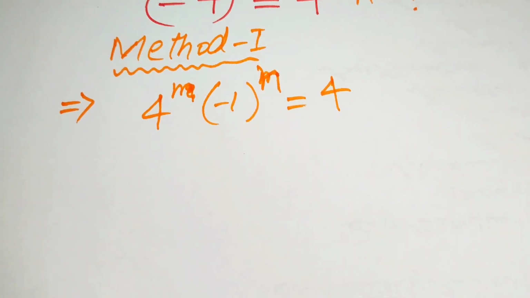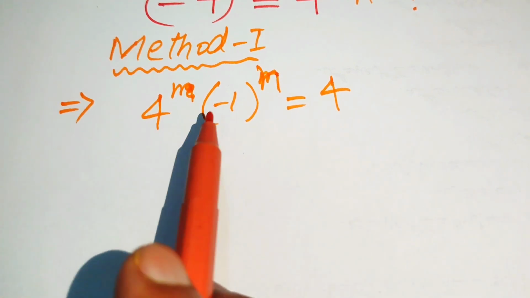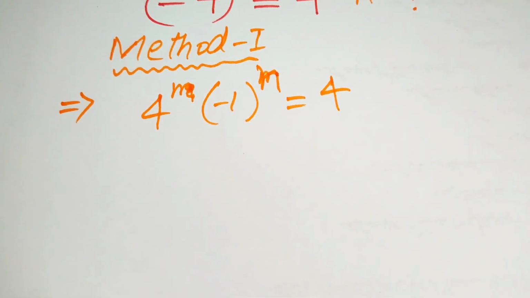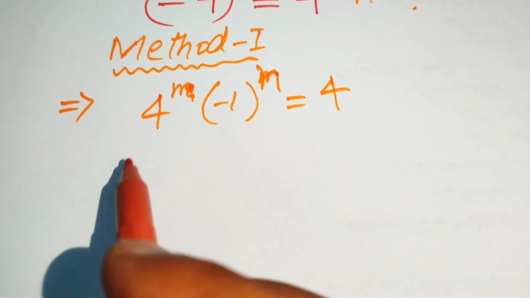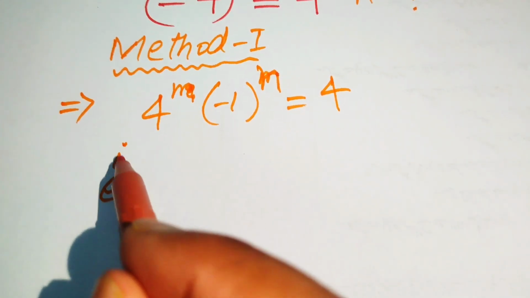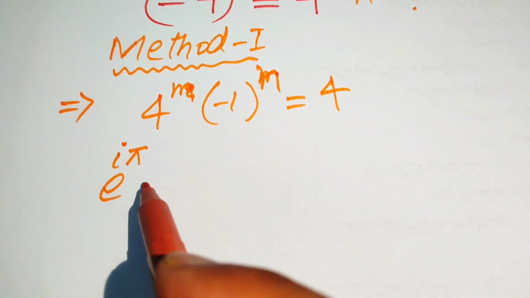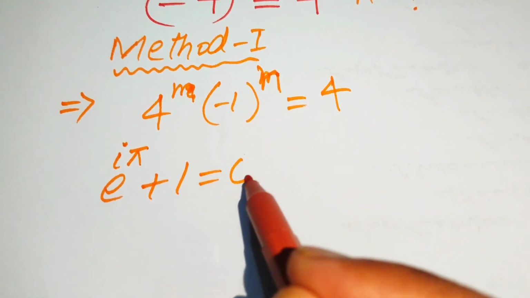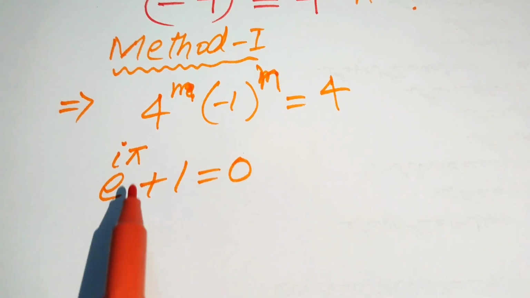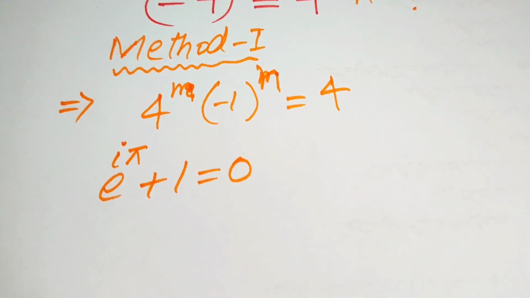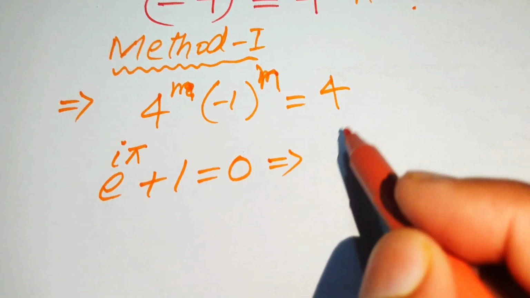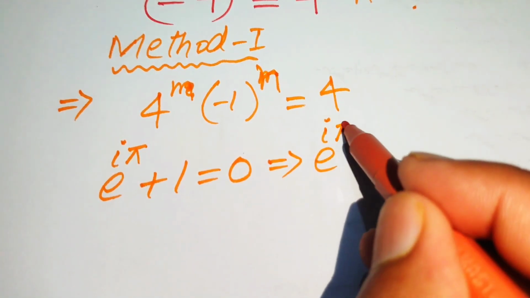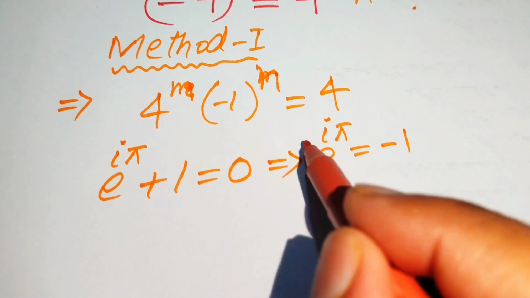Now in the next step, you see these are the terms in this form, and now we use Euler's identity to solve this problem. Euler's identity is stated as e to the power of iota pi plus 1 equals 0. This is known as Euler's identity. Here we move this plus 1 to the right hand side, and it will be written as e to the power of iota pi equals minus 1.